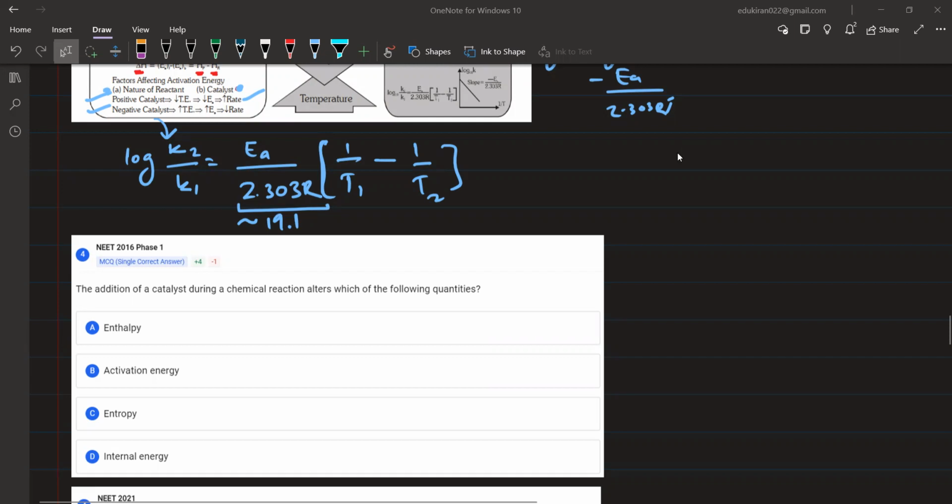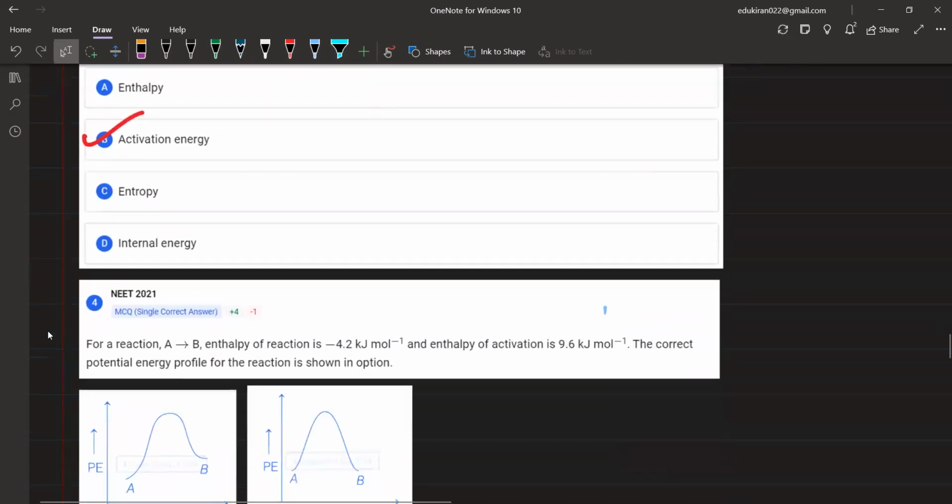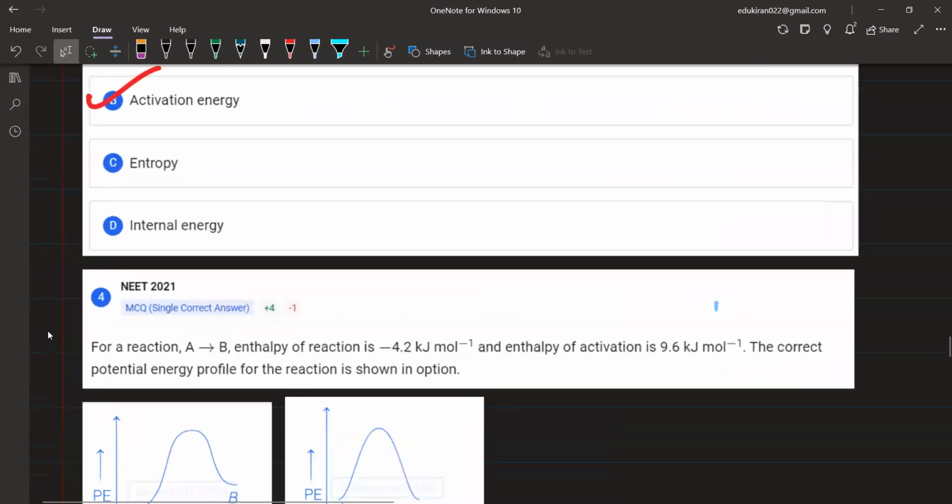And also, as you can see here, ना, the factors affecting activation energy में क्या है? Nature of reactant and catalyst. ठीक है, तो catalyst किस किस को काम करेगा? Catalyst changes the activation energy only. Okay. ये सवाल कीजिए.